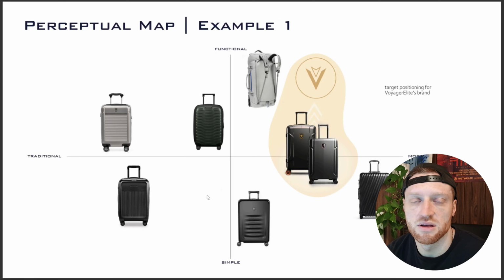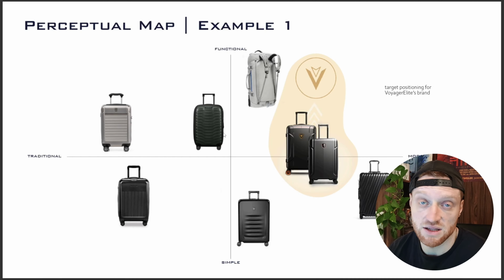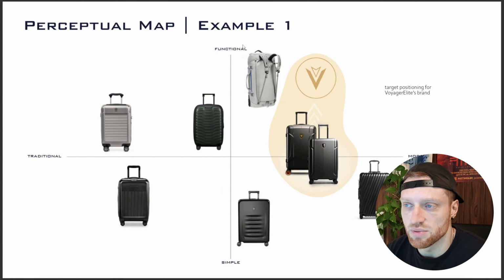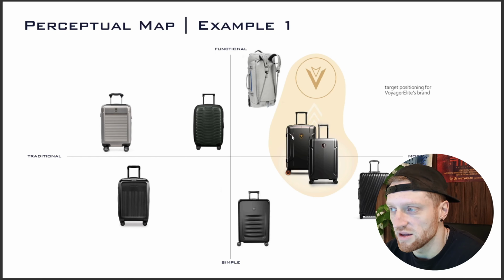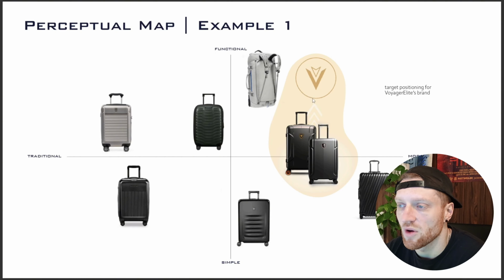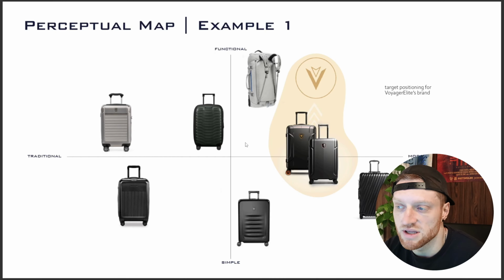And now I can start building my perceptual map. So this was one that I built initially, where I divided the axis into traditional and modern in terms of aesthetic. So this is a much more aesthetic axis system, and functional and simple. And based on this example, I more or less placed these competitors and also placed Voyager Elite in here and indicated also the target positioning for Voyager Elite's brand. So they would want to move up in the functionality scale, while appearance-wise they are already where they are in terms of being more modern than traditional, more minimalistic, more dynamic.